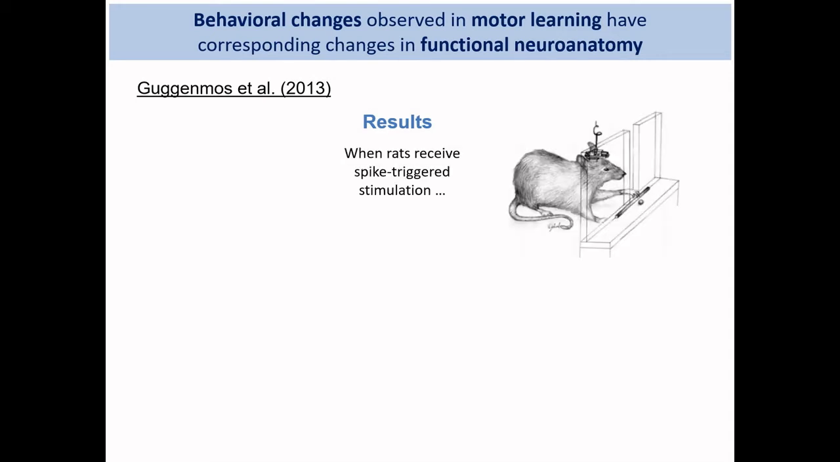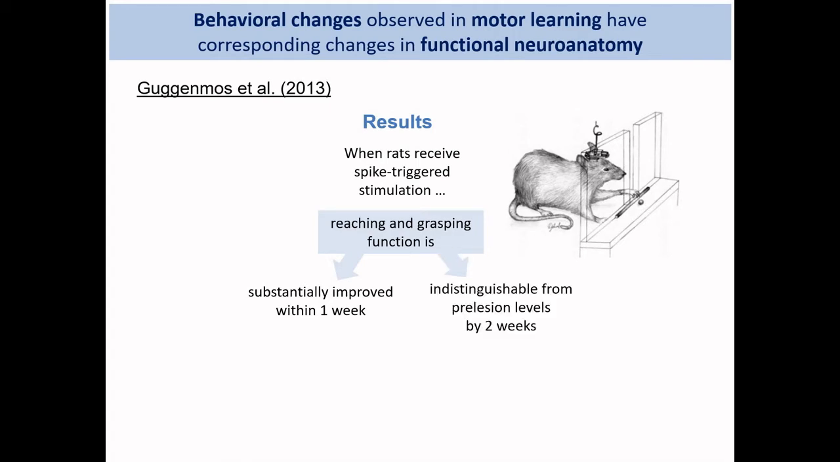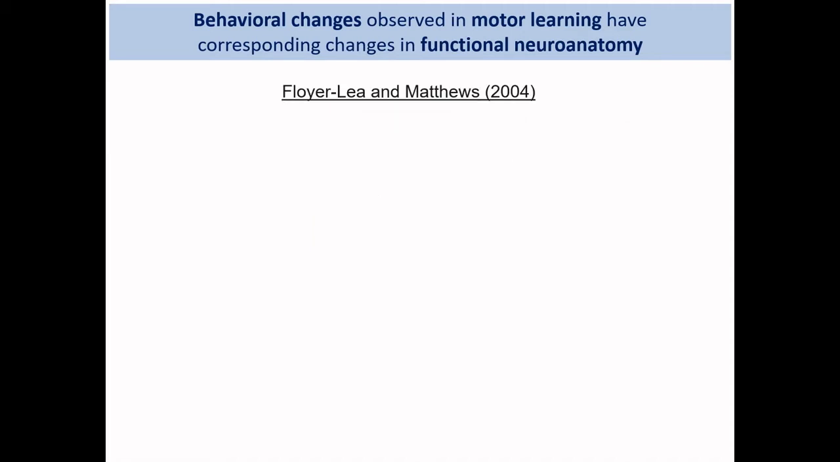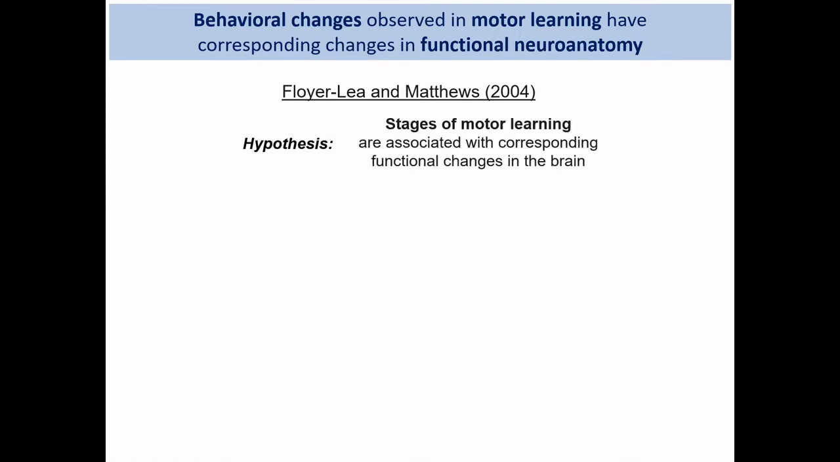When the impaired rats received the spike-triggered stimulation, reaching and grasping function was substantially improved within 1 week, and by 2 weeks it was indistinguishable from the pre-lesion levels. This research suggests that the neuroprosthesis created a new functional connectivity between the two target areas. The next piece of research I would like us to look at is by Floyer, Lee and Matthews. They hypothesized that the stages of motor learning are associated with corresponding functional changes in the brain.